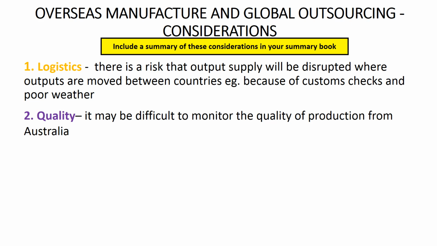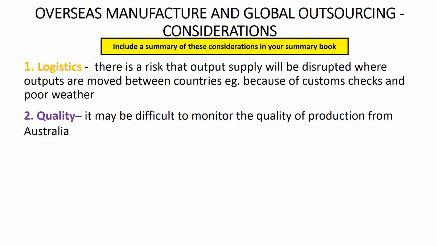Second, it may be difficult for an Australian business to monitor the quality of the output that is produced in an overseas facility, whether that facility is operated by the Australian business, as in overseas manufacture, or by another business, as in global outsourcing. This is because the production is occurring outside Australia and is therefore not under the direct control of employees in Australia who are likely to be experts in quality management.